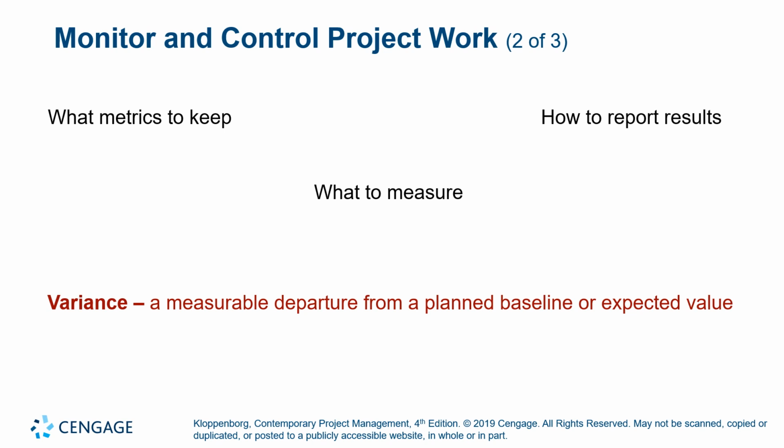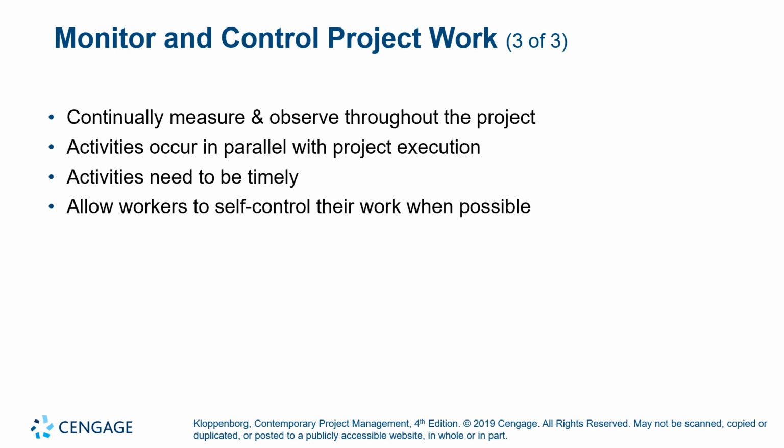Now, what is a variance? A variance is a measurable departure from a planned baseline or expected value. So if there's a difference between what we actually plan versus what is actually happening within a project, we need to be able to measure that progress. In monitoring and controlling work, you have to continually measure and observe throughout the project. These activities occur in parallel with project execution. They need to be timely, and they allow workers to self-control their work when possible.